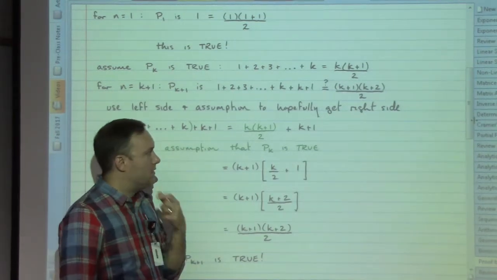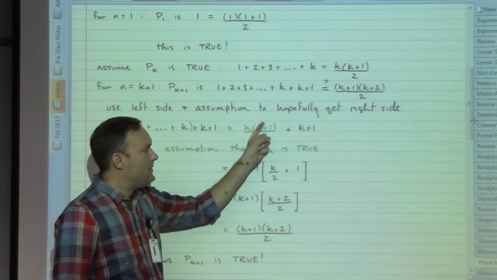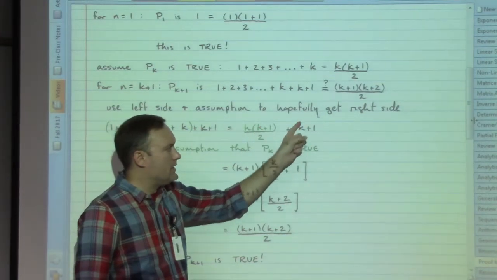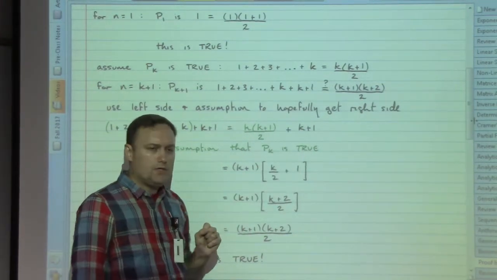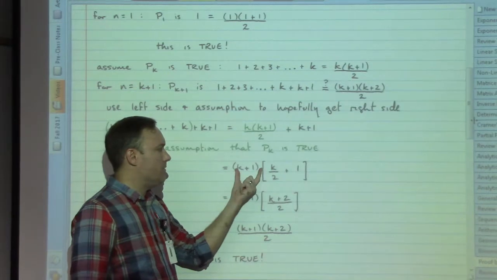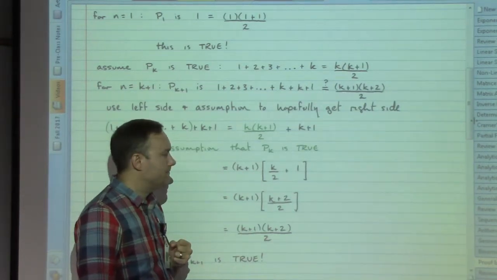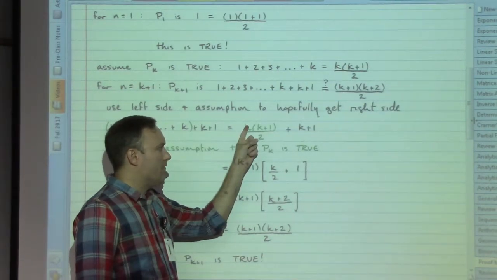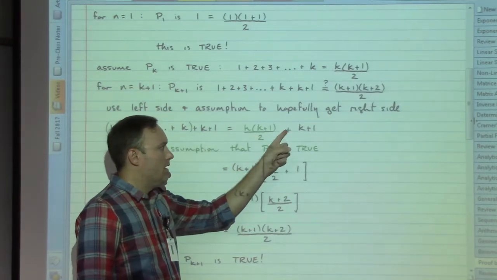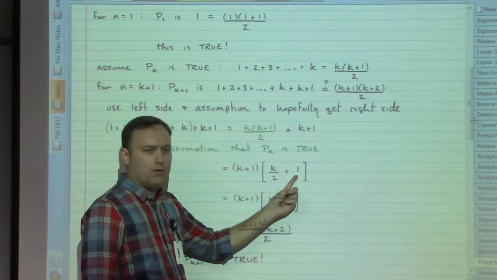Well, here's a cute little thing. Here's a k plus 1, and here's a k plus 1. So we could do a little bit of factoring. Let's pull the k plus 1 out of there. We'd be left with a k over 2 plus 1.